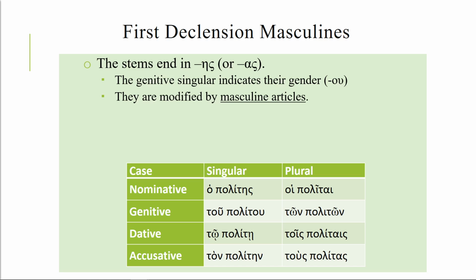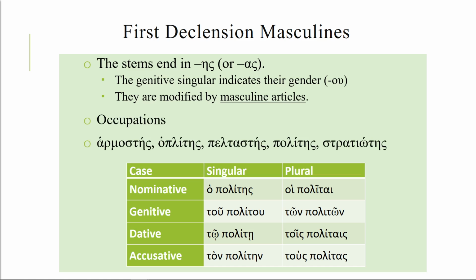And there's only a handful of these, and they're mostly occupations. So harmostes is a kind of provincial governor, a harmost. It's often translated just as it looks. Likewise, hoplites is a soldier, a heavy armored soldier. Peltastes is someone who shoots slings, a slinger. Polites is a citizen, and stratiotes is a soldier. And these are the only common masculine first declension nouns.